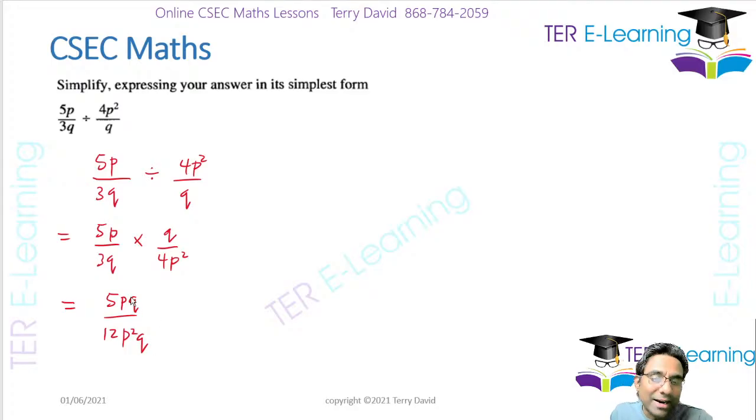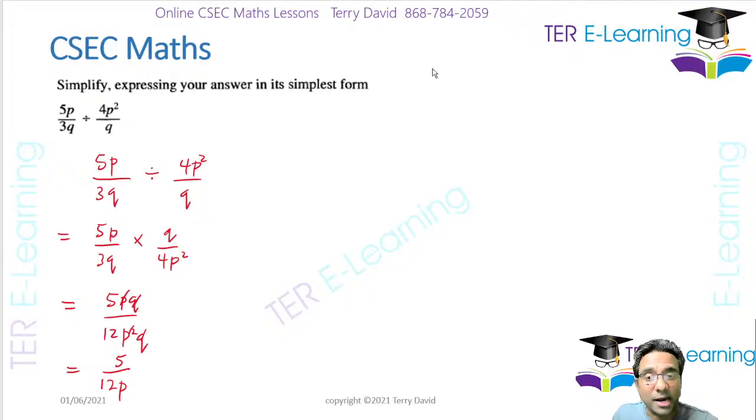Now if you put that as your answer, you're going to lose some marks because you haven't simplified the answer yet. That could simplify further. Now this p can go into p squared p times, and this q can cancel with this q. So what I'll end up with is 5 over 12p. 5 over 12p.